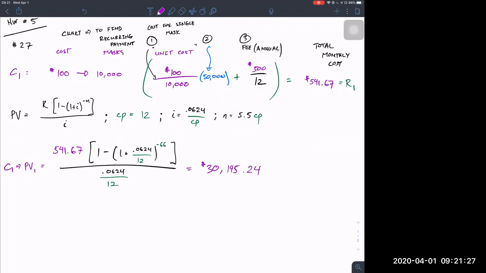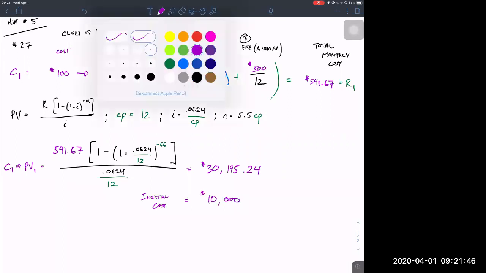30,195.24. And remember, the last step is that you have to compare. To compare, you have to add the initial cost for this company, which was initial costs, maybe 10,000? Yeah, 10,000. And then you end up adding up these two together.